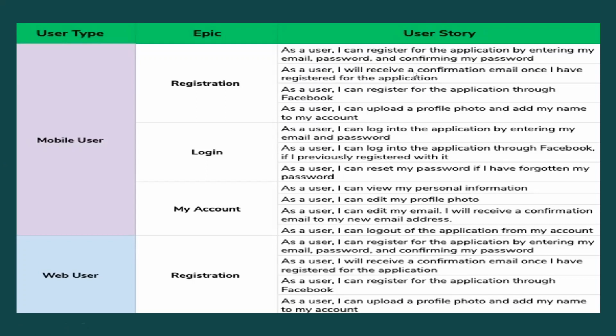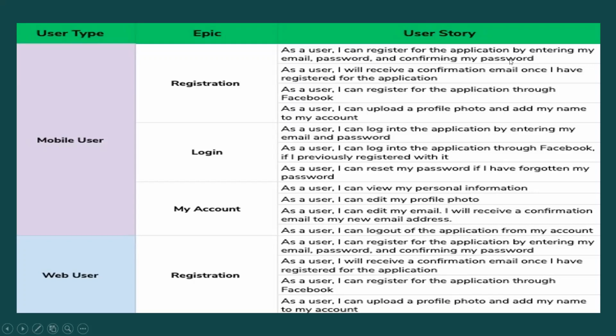Now we have learned that there's a specific format. So we have broken down registration into 4 individual independent requirements. And when we write these requirements following the user story format, we will write like this. The first story goes like this. As a user, I'm the user. Which user? I'm a mobile user. I can register for the application by entering my email, password, and confirming my password, right?